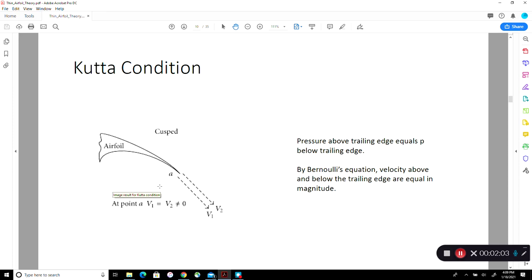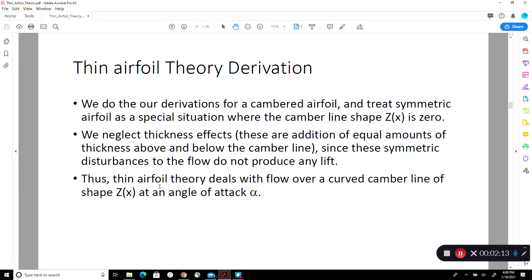Now we are going to start developing some of the theory. We'll do it in a couple of videos so that it does not overwhelm us, so that the videos are fairly short, 15 to 20 minutes each. We're going to develop it for a general cambered airfoil at an angle of attack. If you are interested in a symmetric airfoil, all you have to do is set the camber to zero, and then you get the flow over a symmetric airfoil.